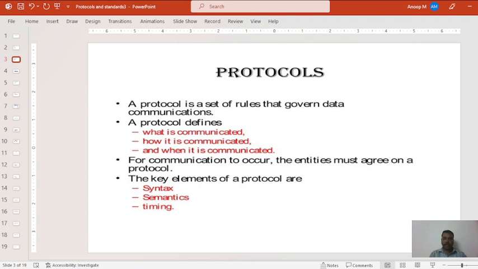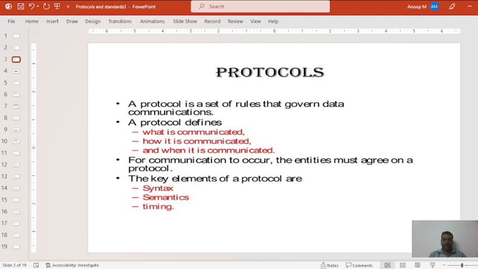So normally a protocol is considered as the set of rules that govern data communication. The protocol defines what is to be communicated, how it is to be communicated, and when it is to be communicated. So we are transferring the data from one end to another end. What is the data that is going to be communicated, how it is going to be communicated, and when it should be communicated.